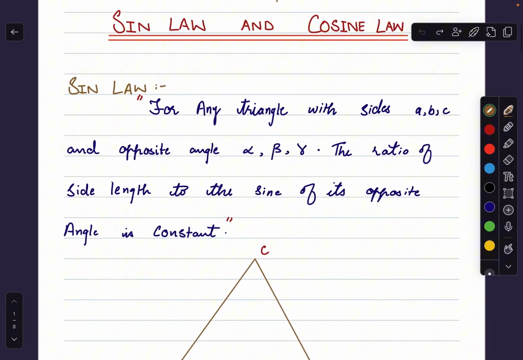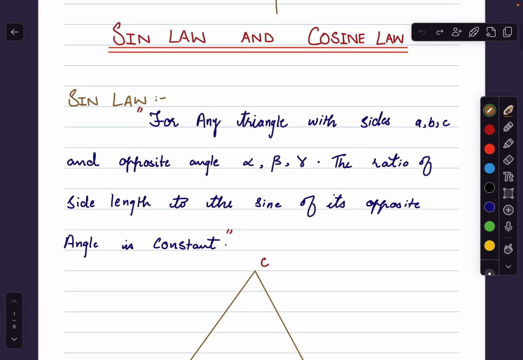The sine law states that for any triangle with sides a, b, c and opposite angles alpha, beta, gamma, you can take any angles there. The sides a, b, c are the three sides of a triangle. Secondly, the opposite angles to the sides are alpha, beta and gamma. The ratio of the length of any side to the sine of its opposite angle is constant. It means for all three sides, if you divide by the sine of the opposite angle, the results are constant.